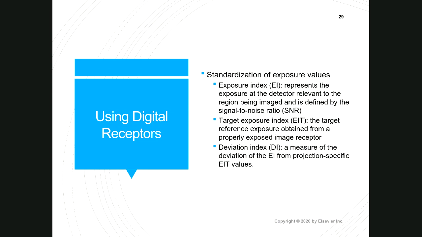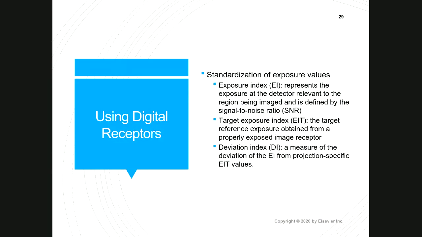Remember, the signal to noise ratio was the amount of signal or the strength of the energy of the photon in relation to the noise that is present in your image. And we typically want an optimal signal to noise ratio, but ideally a high signal to noise ratio is better than a low signal to noise ratio. So your EI represents the exposure at the detector. Then you have what's called your target exposure index, which means that your target exposure index is what would be ideal on a diagnostic image.